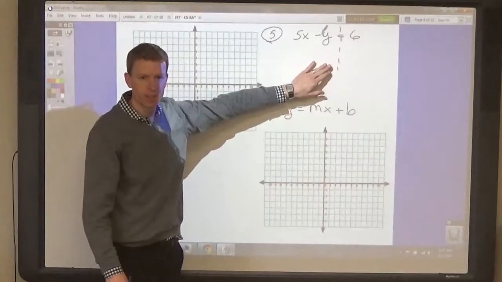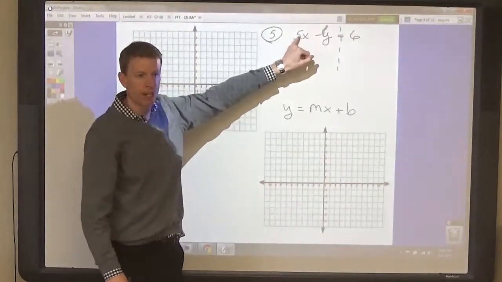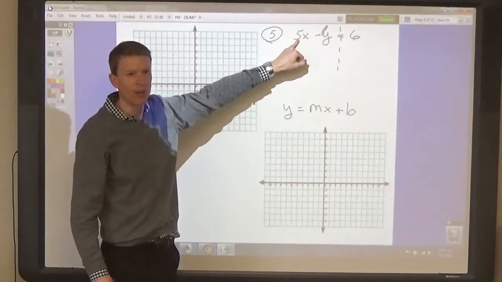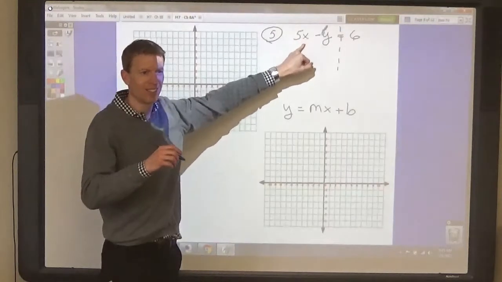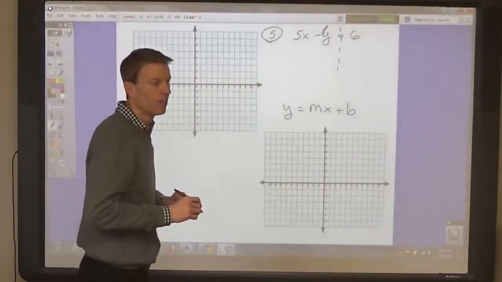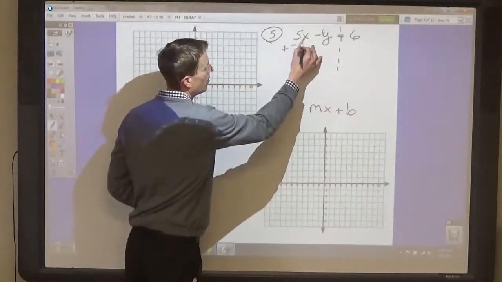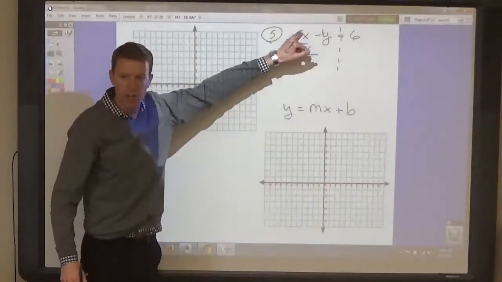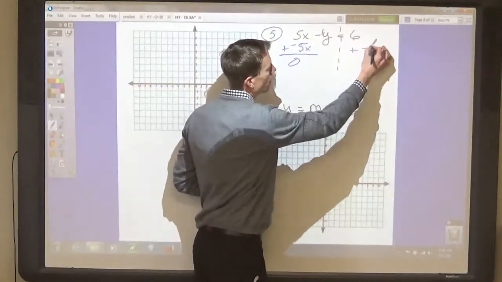So what do we have to get rid of, Jen? We have to get rid of the 5x. So how do we do that? No, that would just get rid of, Alex, that would not get rid of the 5x. Okay? Jen, what would we do to get rid of the 5x? What did you say? Add negative 5x? So, adding the opposite gets rid of something on a side. And whenever we add to one side, we have to add to the other side.